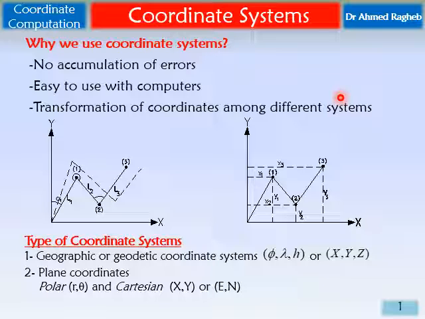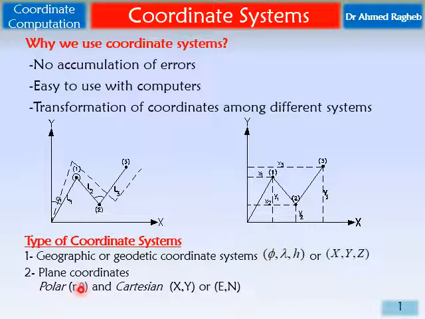What are the different types of coordinate systems? There are the geographic coordinate system, or geodetic coordinate system, which are 3D: phi, lambda, and h, or x, y, and z. X, y, and z are metric, while phi and lambda are angular, and this is because x, y, and z usually in space are large in values, so it's easier to deal with angles instead of distances.